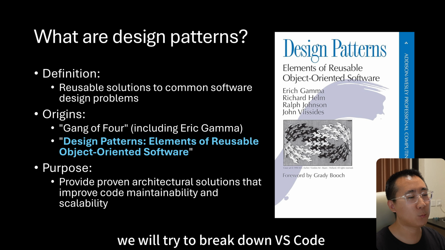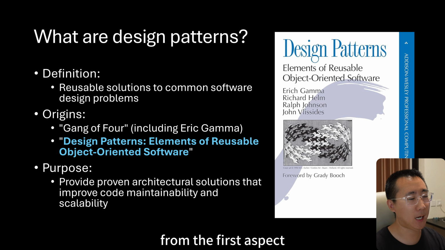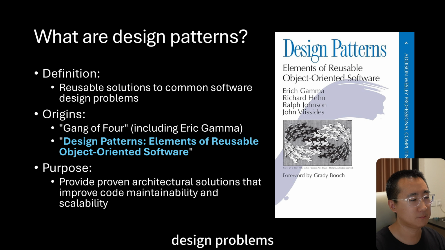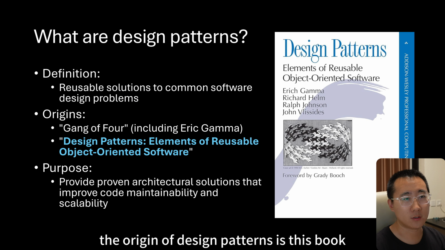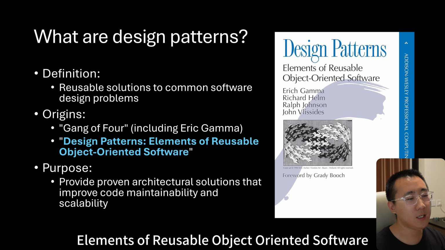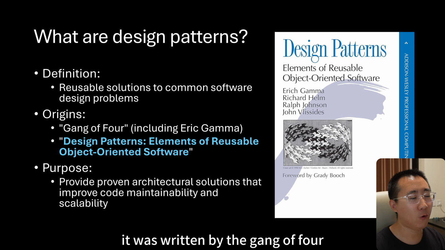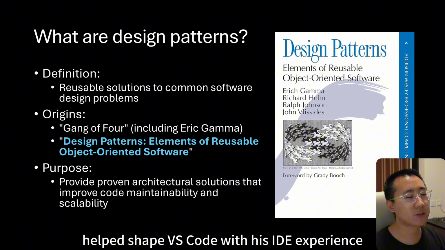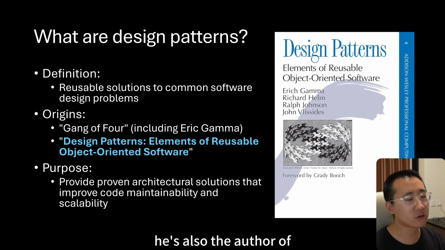Today, we will try to break down VS Code from the first aspect, design patterns. So, what are design patterns? They are reusable solutions to common software design problems. The origin of design patterns is this book, Design Patterns: Elements of Reusable Object-Oriented Software. It was written by the Gang of Four, and one of them is Erich Gamma. Erich Gamma helped shape VS Code with his IDE experience. He is also the author of another famous IDE, Eclipse.